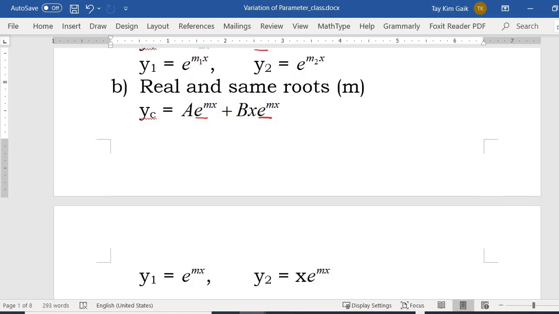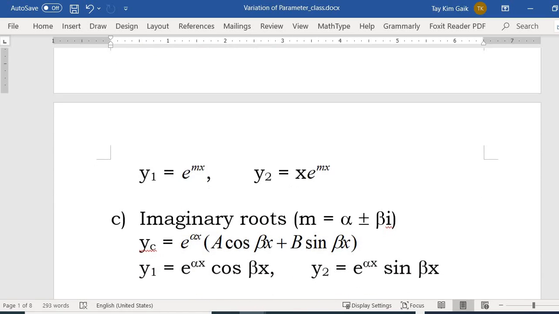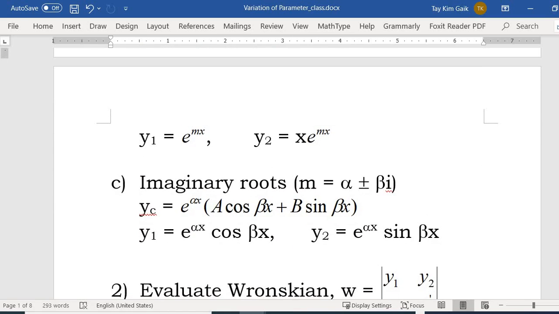In the third case, you may have imaginary roots where m is alpha plus minus beta i. Then yc is e^(alpha x) times bracket A cos beta x plus B sin beta x. So your y1, just eliminating the A, will be e^(alpha x) cos beta x. And then the y2 will be e^(alpha x) sin beta x. So this is the y2.